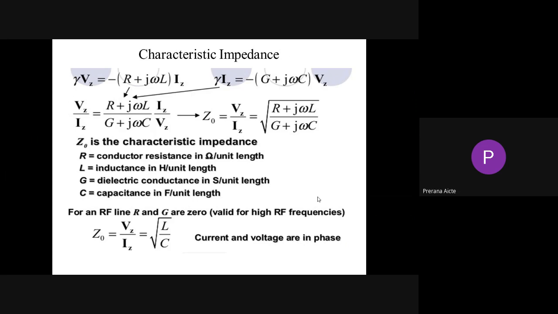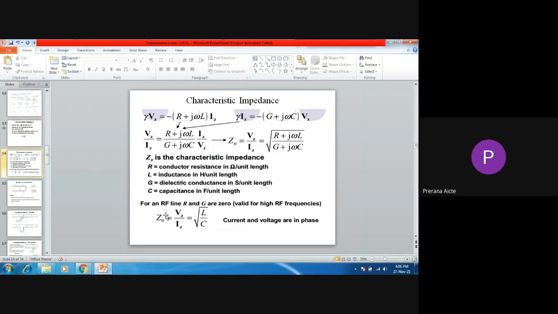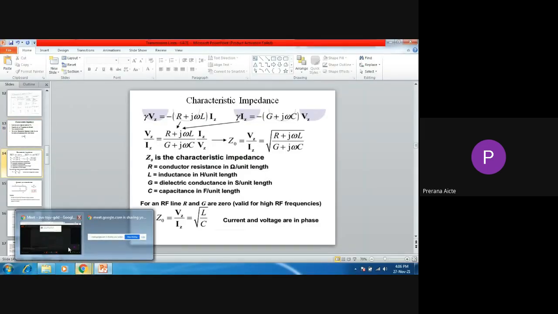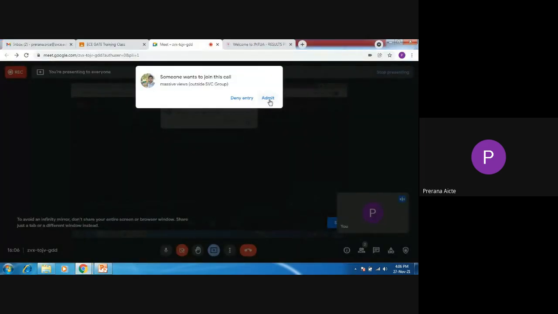Now, for the transmission line, gamma into V of Z is equal to minus of R plus J omega L into the current, and similarly, in terms of Kirchhoff's current law, gamma into I of Z is equal to minus of G plus J omega C into V of Z. So the characteristic impedance is defined by Z naught equals V of Z divided by I of Z.